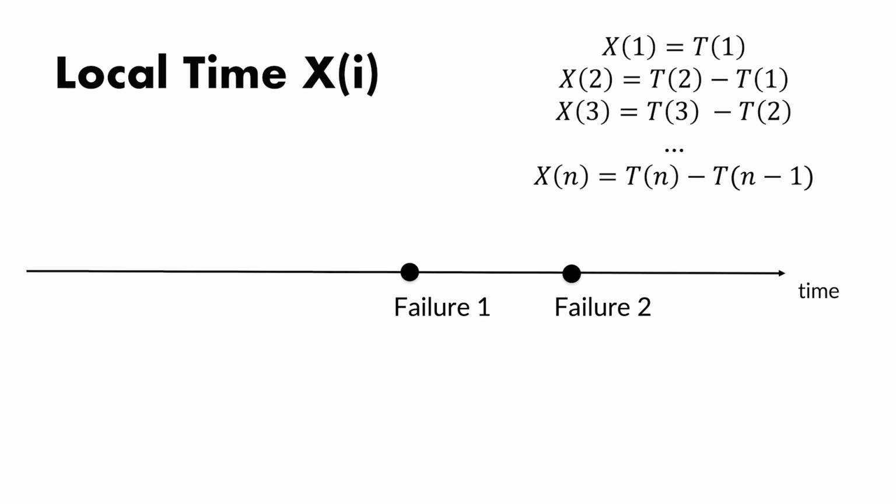For example, to get the local time at failure 2, we need to subtract the global time at failure 1 from the global time at failure 2. And this makes sense. It's essentially saying, if I want to know the time between failure 1 and failure 2, I have to calculate the difference.